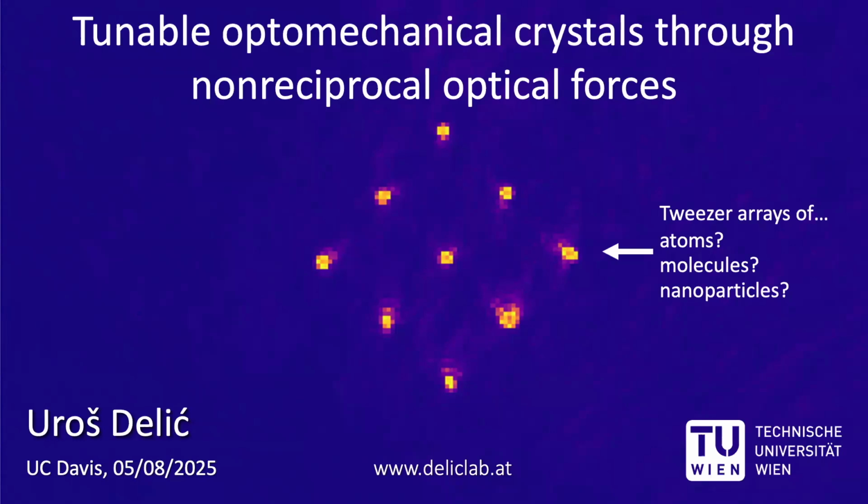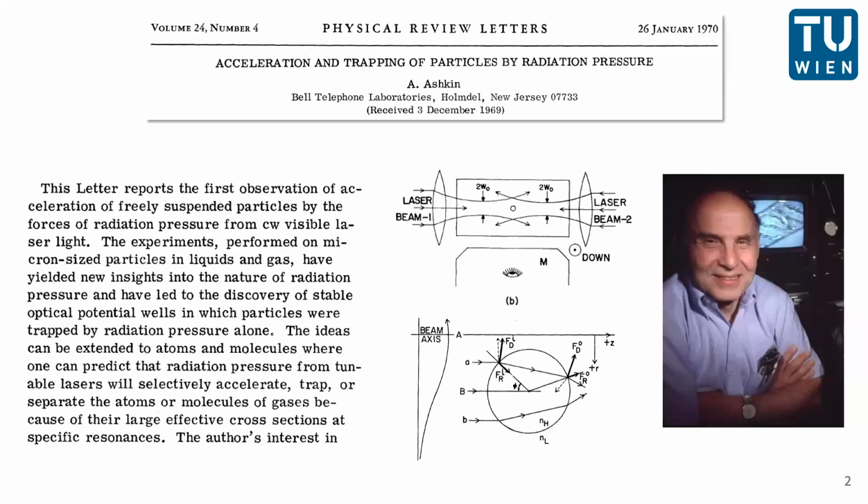I have to go back not 10 or 15 years, but more like 55 years, to 1970, when Arthur Ashkin published his first paper on acceleration and trapping of particles by radiation pressure. In it, he writes, this letter reports the first observation of acceleration of freely suspended particles by the forces of radiation pressure. And later, the ideas can be extended to atoms and molecules, where one can predict that radiation pressure from tunable lasers will selectively accelerate, trap, or separate the atoms or molecules of gases.